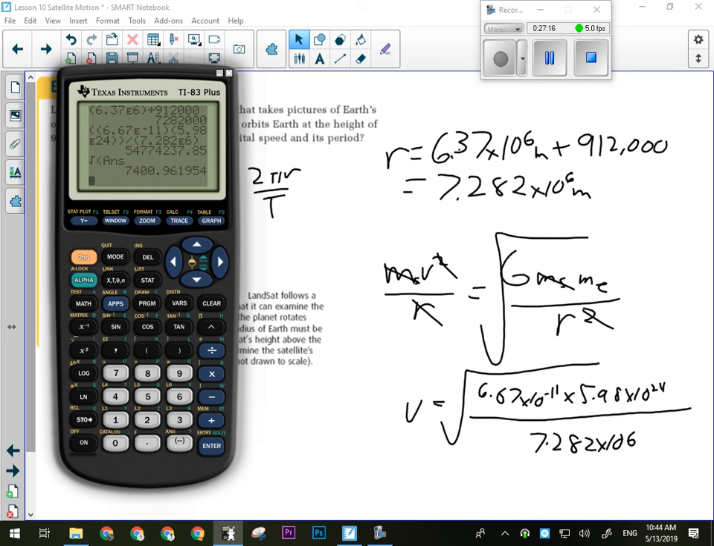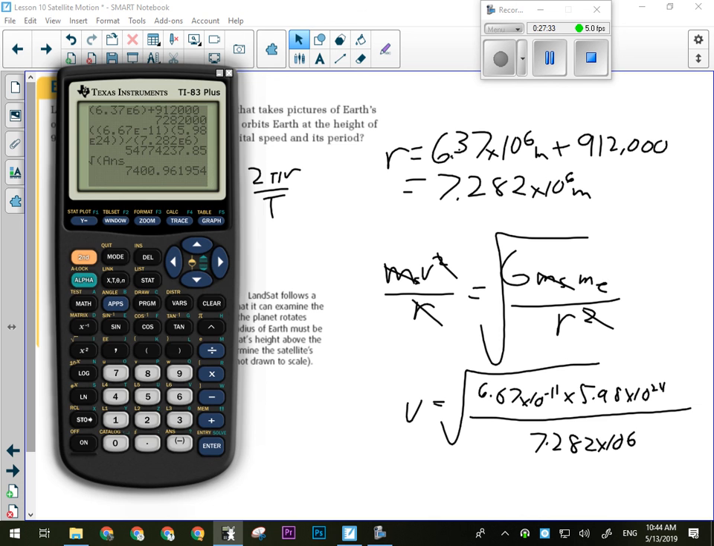Okay, so that satellite is moving at 7,400 meters per second. Pretty quick? Has to be. It's pretty close to the Earth too at that distance. All right, 7,400 meters per second.